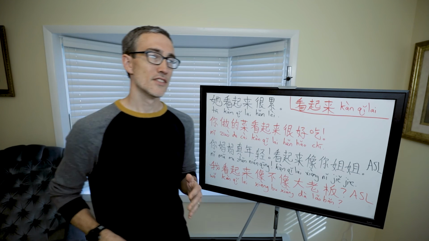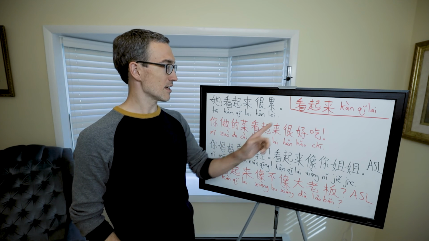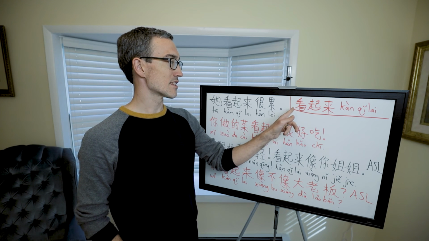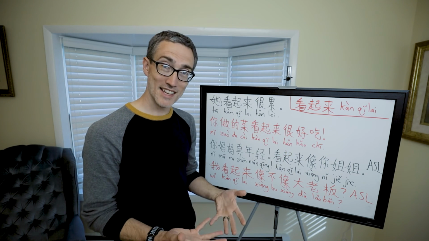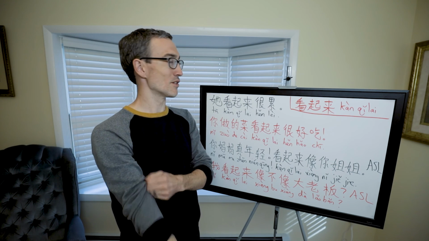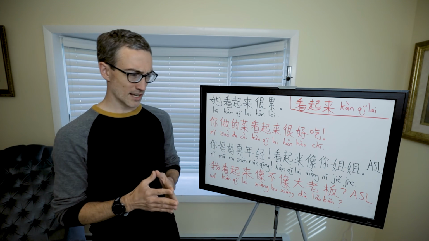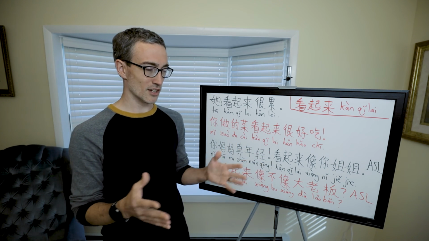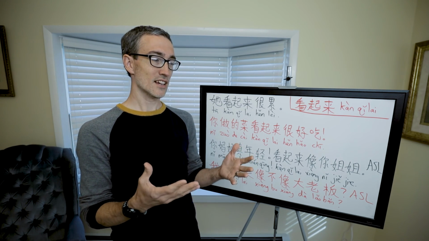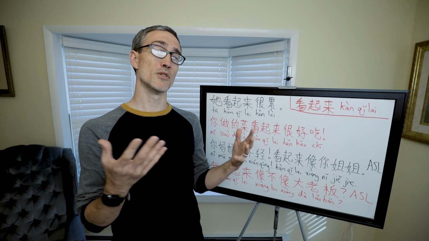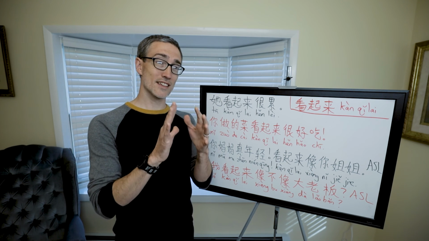A couple other thoughts. There's a slightly more formal way to say exactly the same thing. Instead of 看起来, it is 看上去. 上去 means to go up. So 起来 means to arise. 上去 means to go up. So it's a very similar idea. It just sounds more formal. So if you want to say this dish looks awesome or looks really good, you could say 这个菜看起来很好吃. You could also say 这个菜看上去很好吃. That sounds a little bit more formal, a little bit more classy.